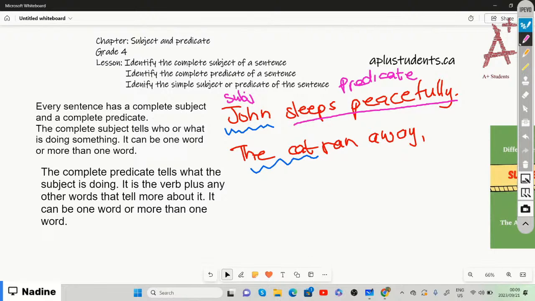And then our next sentence, the cat ran away. Ran away is the predicate, and the cat is the subject. So every sentence has a complete subject as well as a complete predicate.